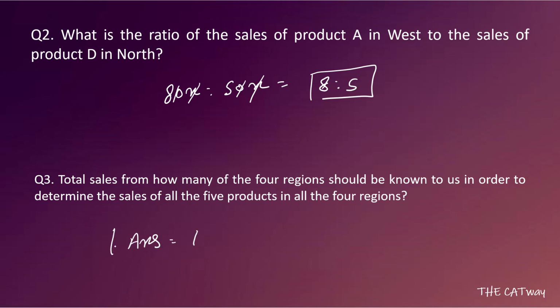That is, only by knowing the exact figures for one of them we can find the value of X, and once we have the value of X we can find each and every other term. So the value of only 1 is enough for us to find each and every figure. So that is our answer.